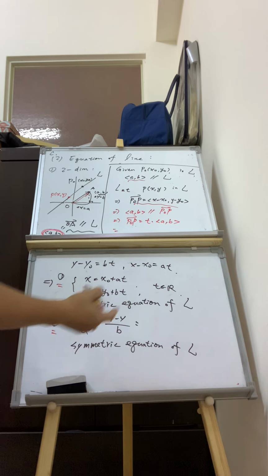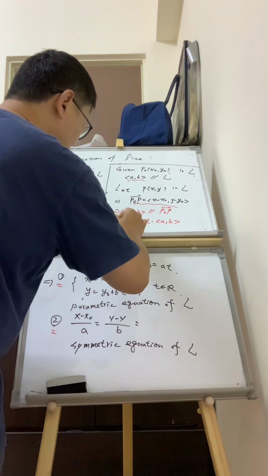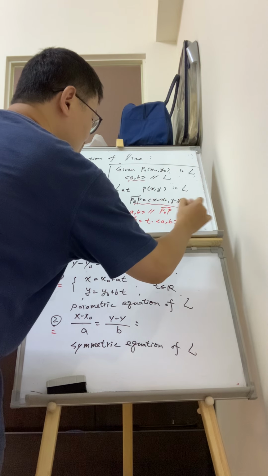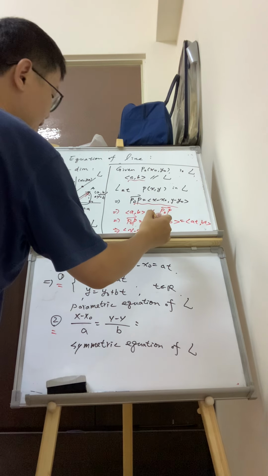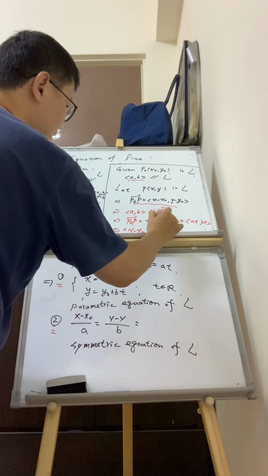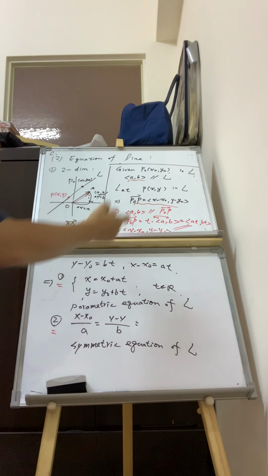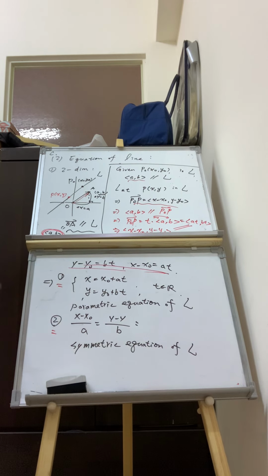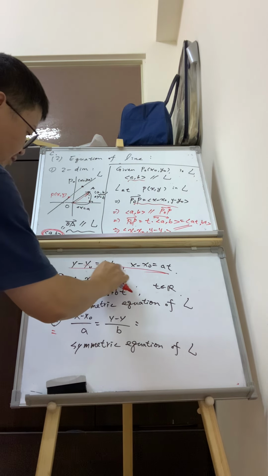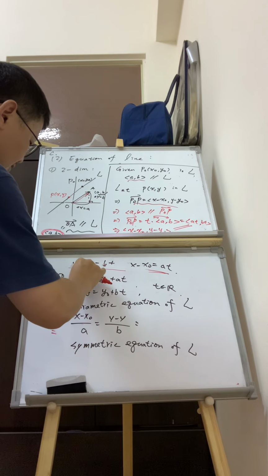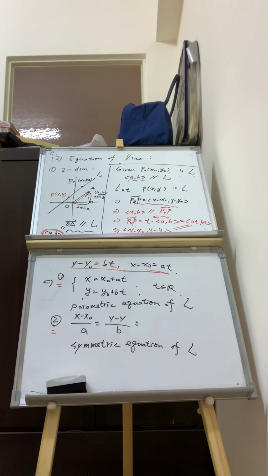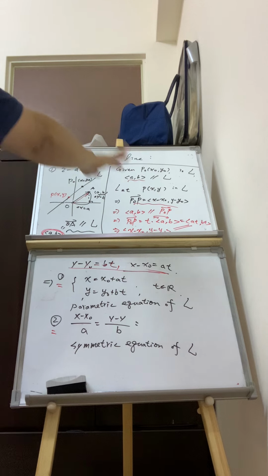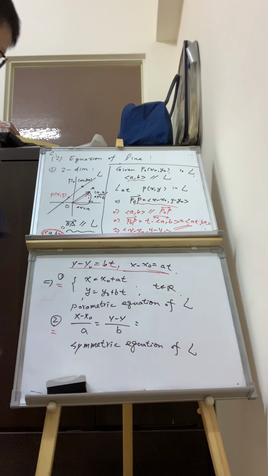So it means that x - x0 and y - y0 equal, by distribution, at and bt, and it's exactly this one. So we could use this way to get the parametric equation and the symmetric equation.